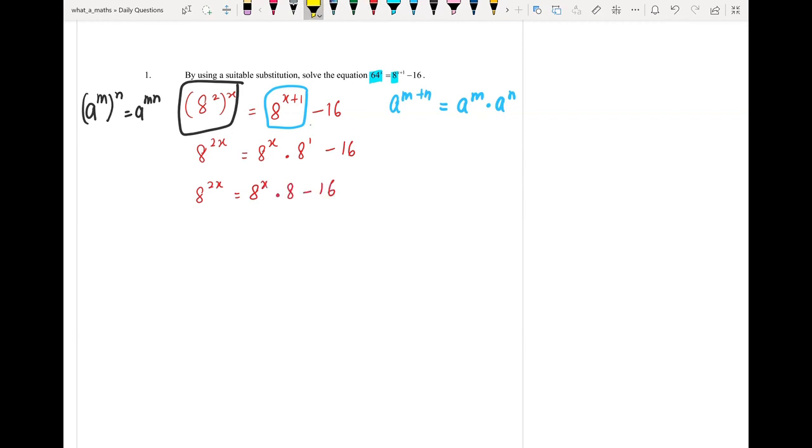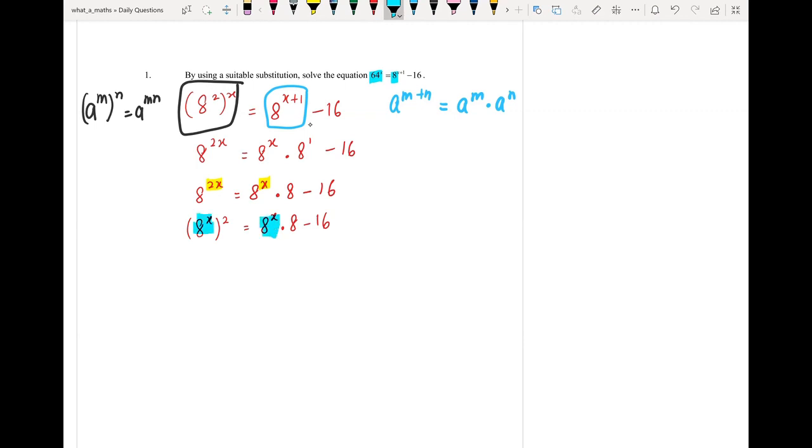Next step, when all my bases are the same, I'm going to find the relationship between the index. So 2x and x, I can use the common one, that is x. Now I can write this in the form of 8 power x, everything to the power of 2 equals to 8 power x multiplied with 8 minus 16. This is now the same.